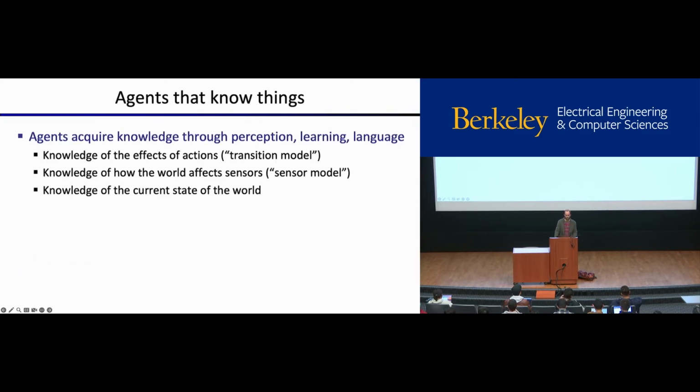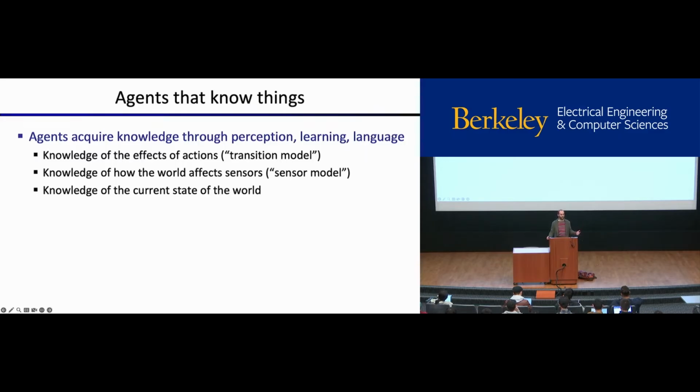Okay, let's just step back from what we've done so far, thinking about agents, and look around you, look at the other agents in this room. Agents acquire knowledge through perception, learning, language. We know the effects of actions. That's a transition model. We know how the world affects our sensors. And we have knowledge about the current state of the world.